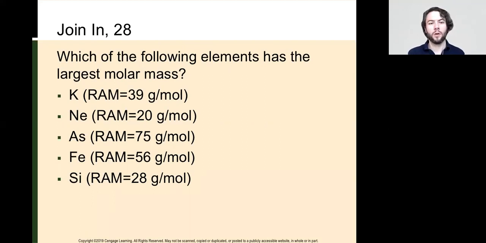If I have 1 mole of any one of these, which one weighs the most? Which one has the most mass?